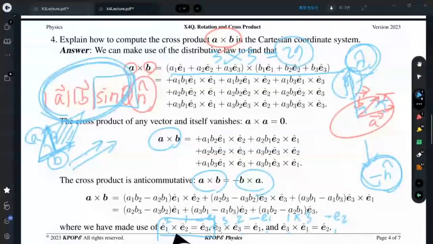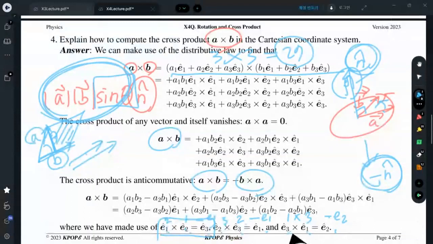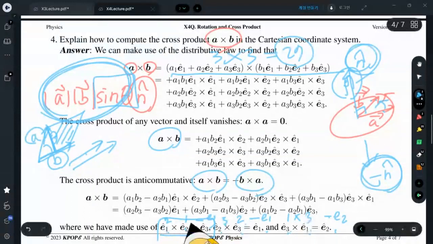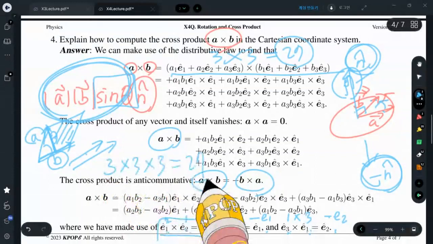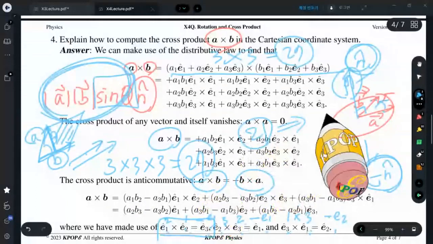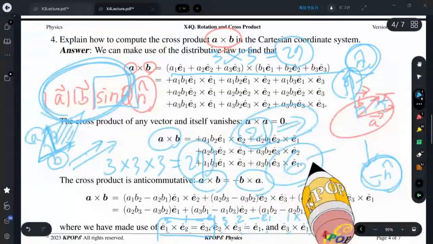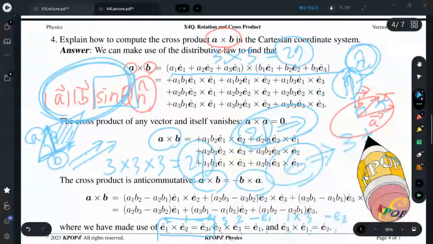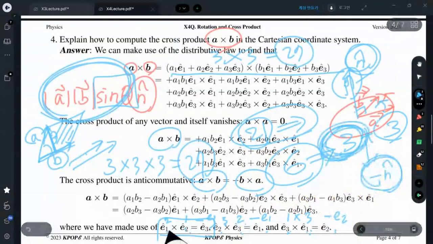1, 2, 2, 1. 2, 3, 3, 2. 1, 3, 3, 1. Okay? So 3 times 3 times 3 is 27. But among them, 21 die. Only 6 survive. And among them, they are 3 by 3. The 3 cases are positive: 1, 2, 3; 2, 3, 1; 3, 1, 2.